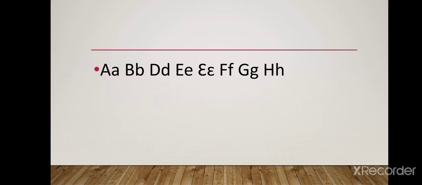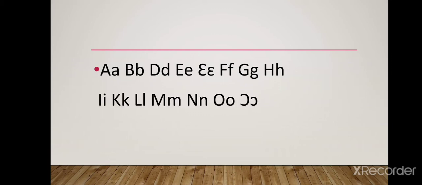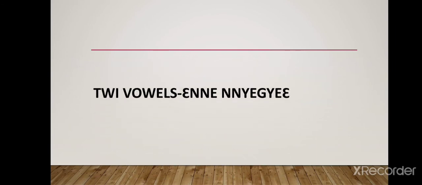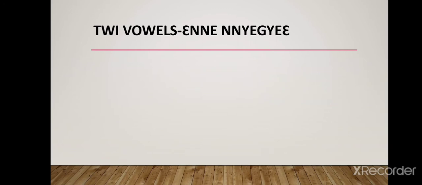We started with A, B, D, E, F, G, H, I, K, L, M, N, O, P, R, S, T, U, W, Y. Good. Let's talk about the Twi vowels. This is how we say it.